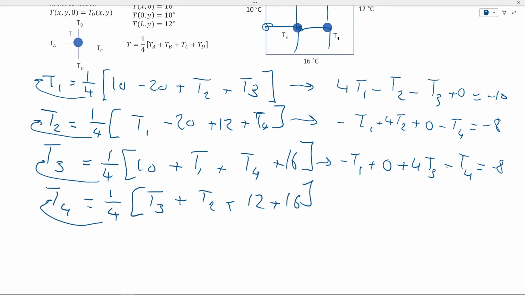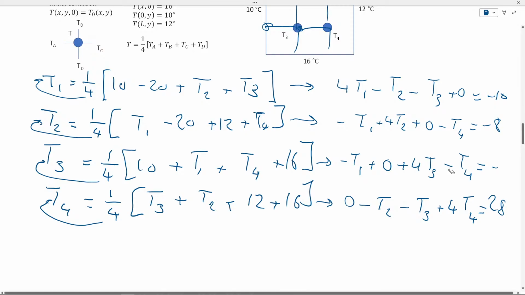And now you see how the symmetry is building. And then here, that would be 0, negative T2, negative T3, plus 4T4 is equal to 12 plus 16, that's 28 here. Sorry, this is not negative 8. This is 26, because 10 plus 16 is 26.